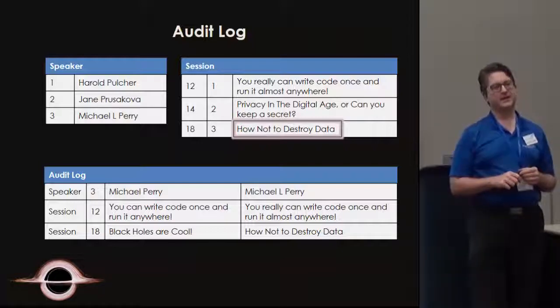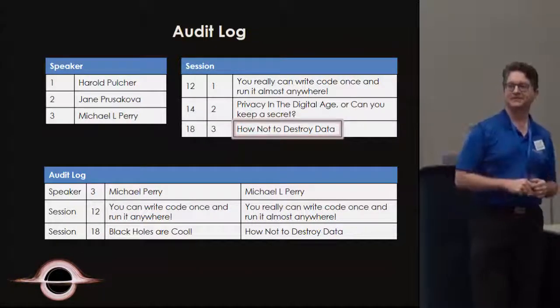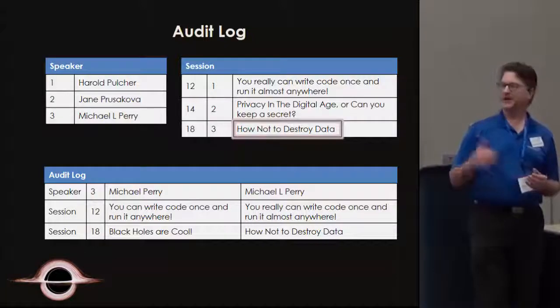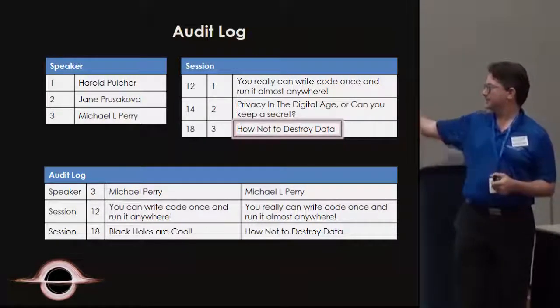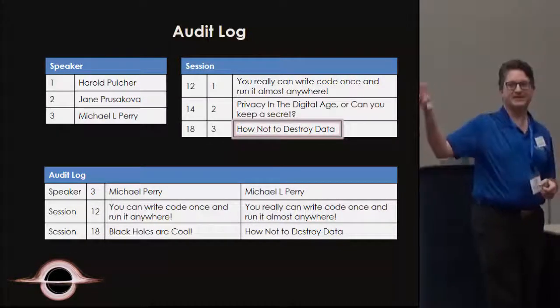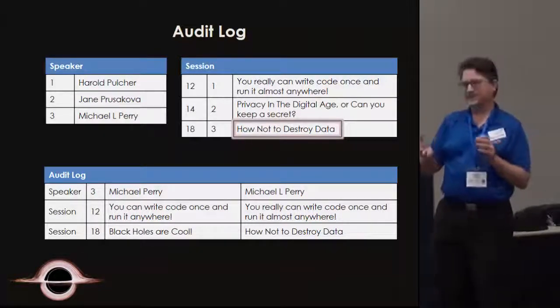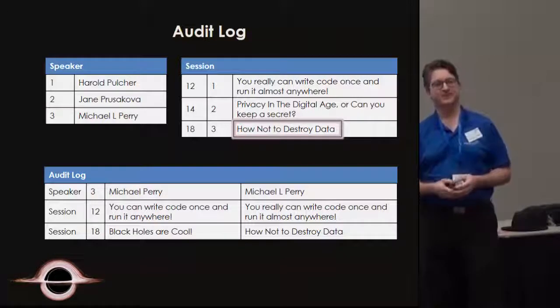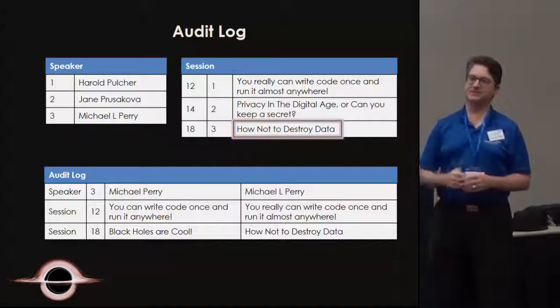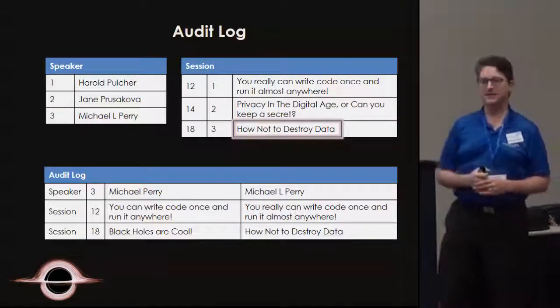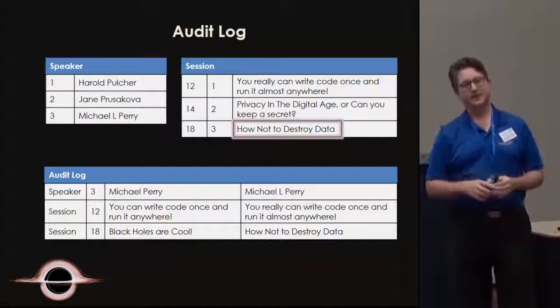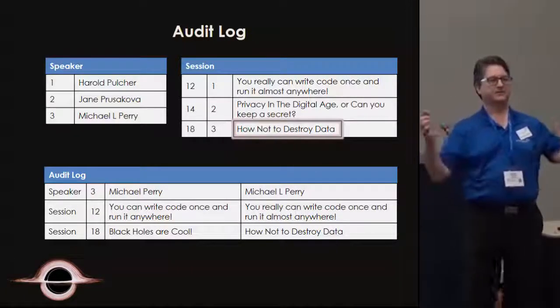What if one of the columns was an integer? In my audit log, these are strings. I'd have to take that integer and code it as a string. So it's not really honoring the type system. In fact, even with this example, maybe the speaker name has a max length of 100 and the session title has a max length of 300.